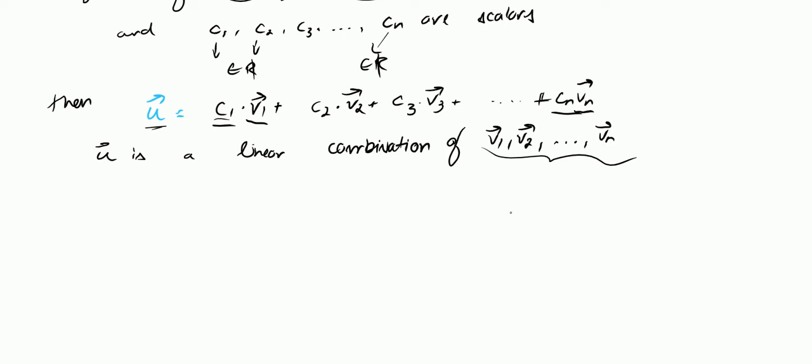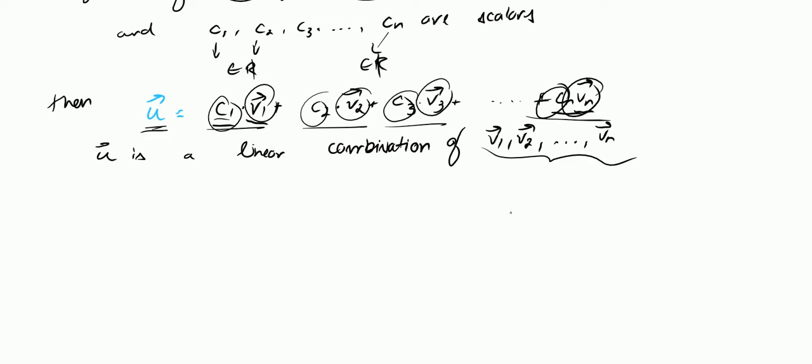You have a number of scalars, c1, c2, c3 until cn, and you're given a multiple of each vector v1, v2, v3 through vn, and you're representing this by a vector u by adding all of these vectors together and making them equal to a vector u. So you say that u is a linear combination of v1 through vn.